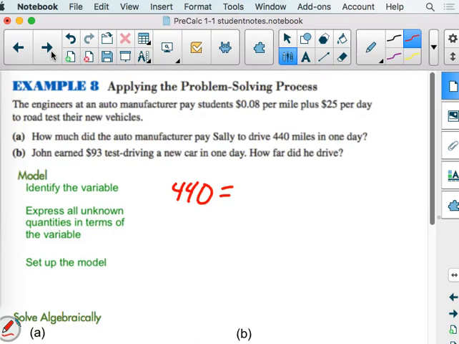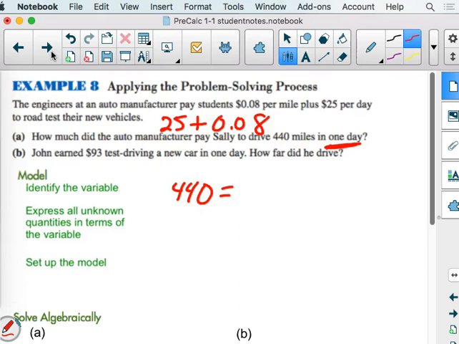Well, if that's the money that she gets paid, I need to have a place to put that. So I go back up to this problem and it says the engineers at an auto manufacturer pay students 8 cents per mile and $25 per day. Well, they said she was only driving for one day. Right there. So they must have paid her $25 because it says right there they get $25 per day. But that wasn't all they paid her. What else did they pay her? They paid her 8 cents a mile. So, how much did they pay her?